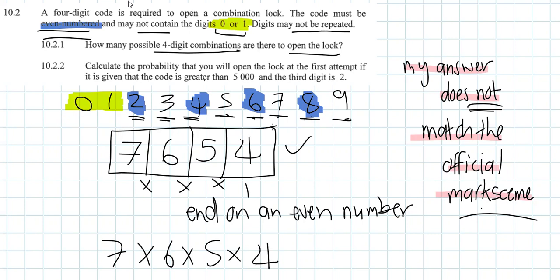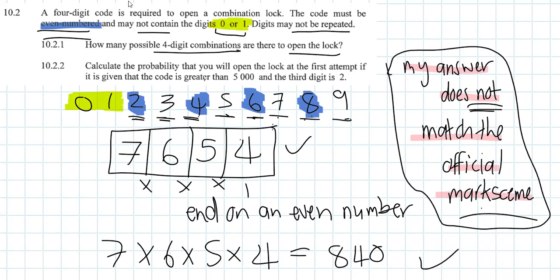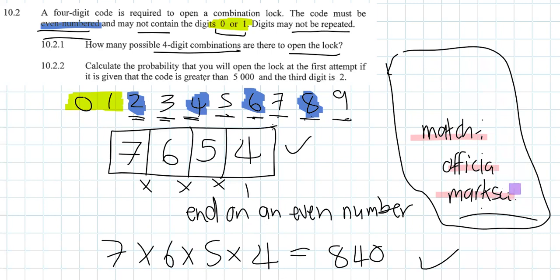I think actually I did end up getting the mark scheme amount. Let me just calculate that. 7 times 6 times 5 times 4. Fantastic. So my answer does, in fact, in this case, match the official mark scheme.